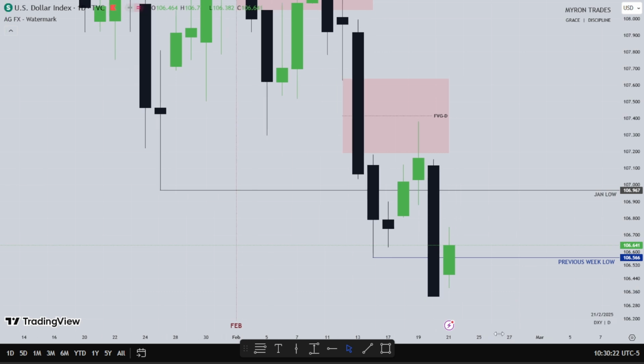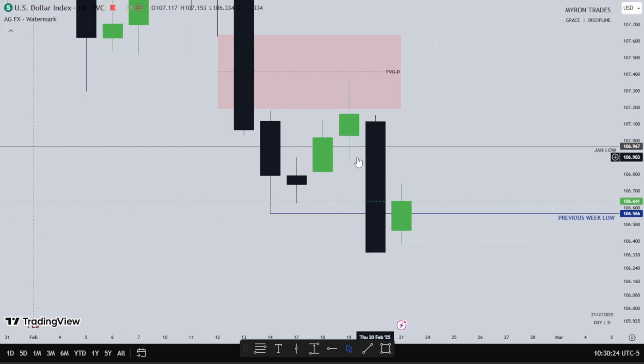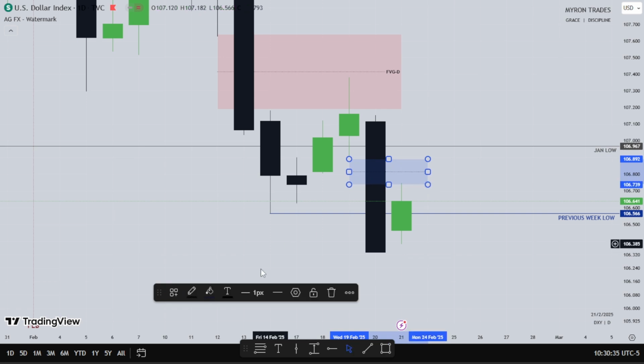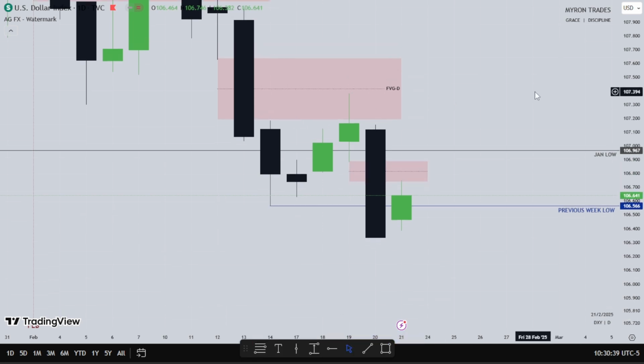So now going into the new week, as you see here again, there's a fair value gap right here. This candle's low and this candle's high. This is what I mean. So going into the new week, there's a fair value gap that was left from Wednesday's candle and Friday's candle. Wednesday's low and Friday's high. So there's a fair value gap right there.